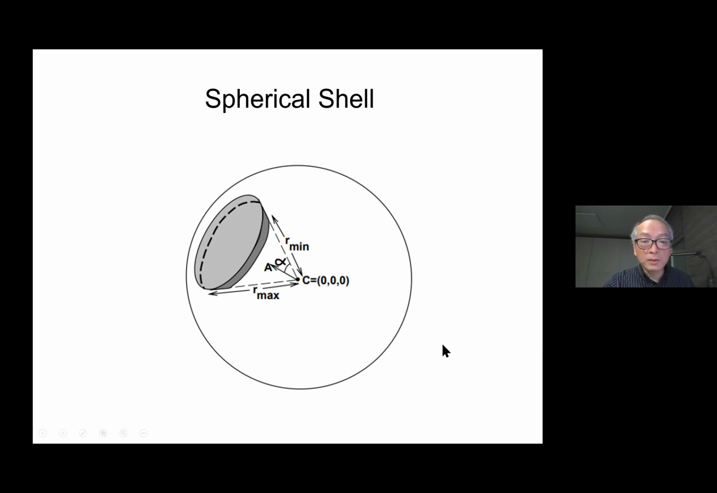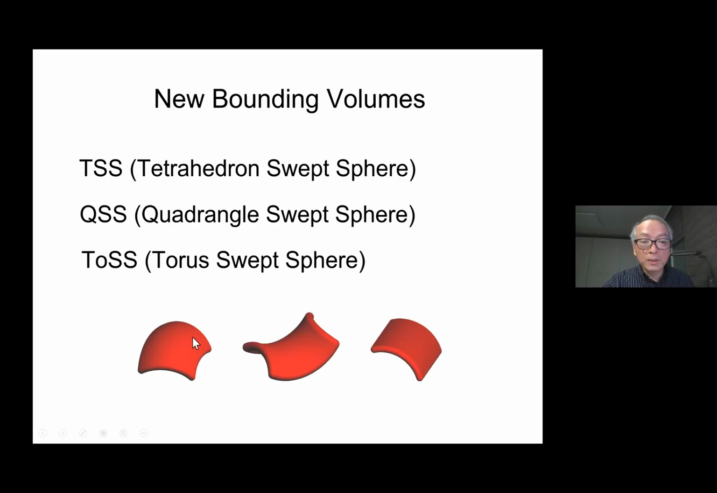So we suggest torus-based bounding volumes like this for a positive curvature, for negative curvature, and for zero curvature, zero Gaussian curvature. This is a cylinder-based bounding volume. And we also suggest tetrahedron-based bounding volumes and quadrangle-based bounding volumes. So we have many animals in the zoo of bounding volumes.